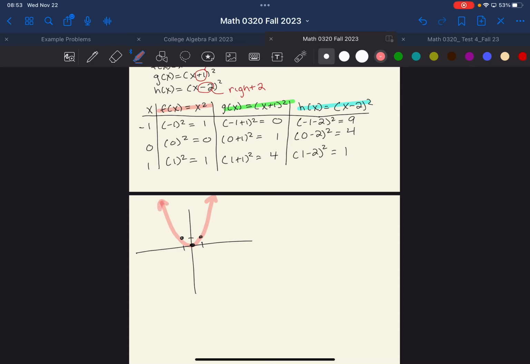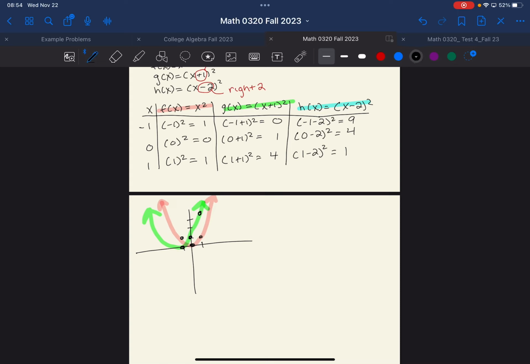Now on my g of x function, when I plot this, I should see that my graph goes to the left 1. So plotting those points, I have -1, 0. I have 0, 1. And then I have 1, 4. So somewhere over here. Notice how it only plotted one side of that parabola, but I know that my parabolas are symmetric, so I'm just going to follow it the other direction. Okay. So that shows us from the parent function, it moved left 1.